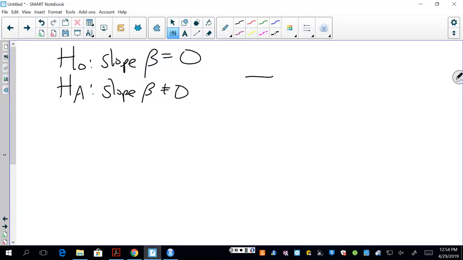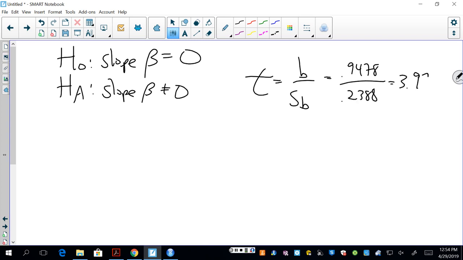So our key statistic would be our slope over the standard error, 0.9478 over 0.2388, and that's 3.97 approximately. So a statistic that's 4 standard errors away, practically. Long way from 0. Degrees of freedom, n minus 2.